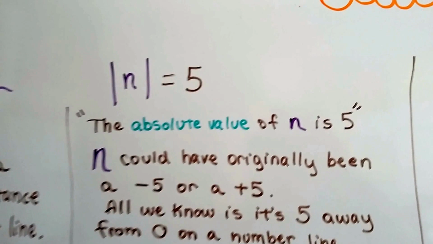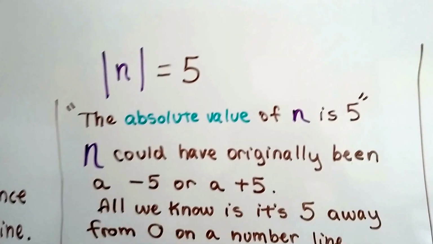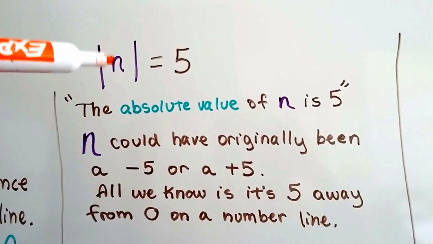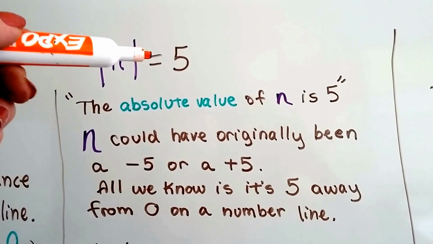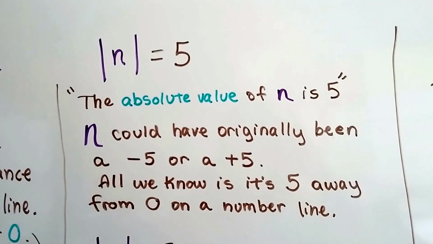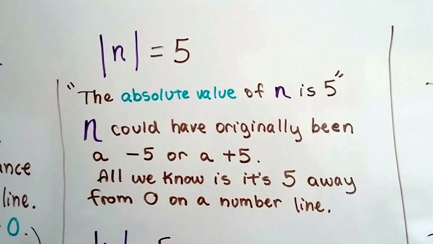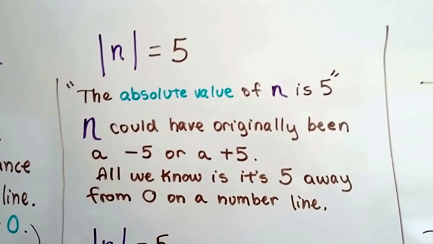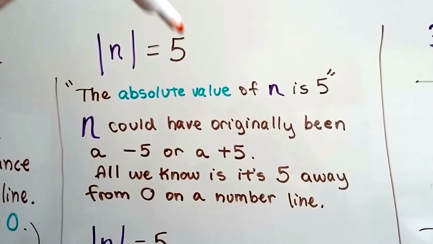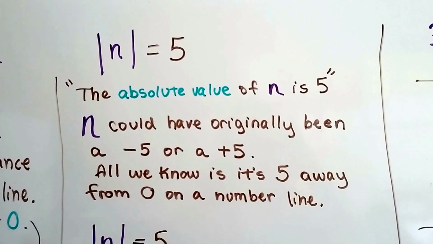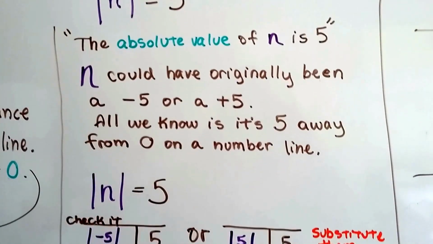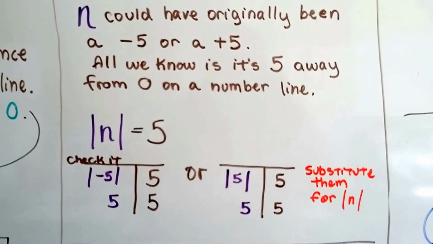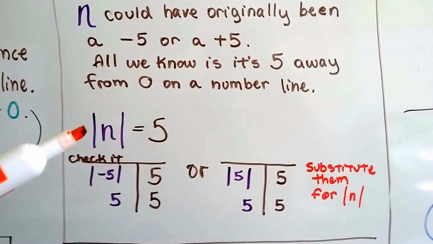The absolute value of n equals 5. That's how we would read this. The absolute value of n is 5. Now, n could have originally been a negative 5 or a positive 5. We don't know. All we know is that it's 5 units away from 0 on the number line. That's all it's telling us. So n could be a negative 5 or a positive 5.